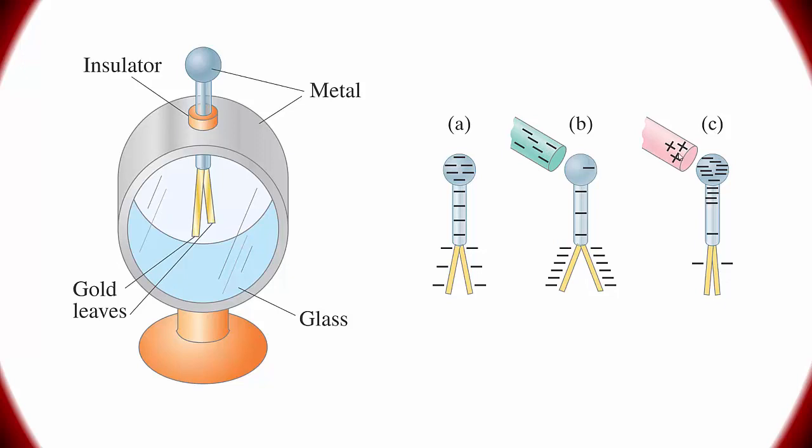If you bring a positively charged object, that's going to attract the electrons up, and so you'll see these leaves get closer together. So whether they go in or out depends on positive or negative, and the amount by which they separate gives you an idea of the amount of charge of your object.